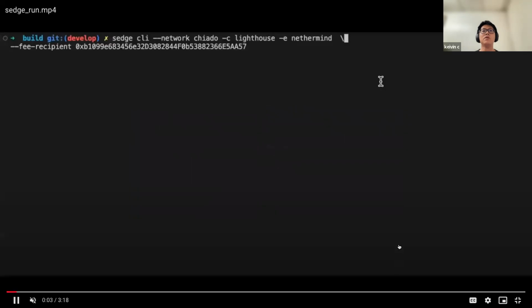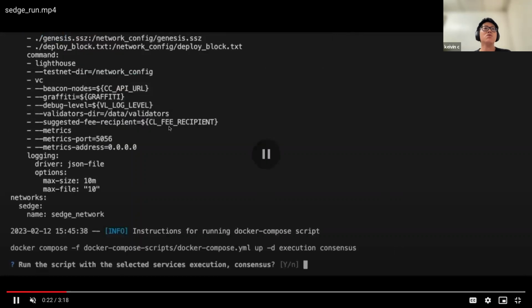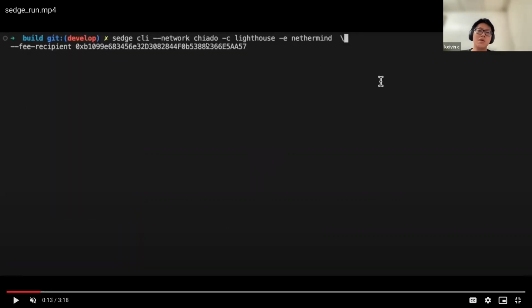Next up, I'll show running the CLI command. Before that, I'll quickly go through some of the flags. What I'm doing now is executing the CLI. I'm specifying my network to be Chiado, which is a testnet, because I don't have enough storage on my laptop. The -c flag basically means that I want my consensus client to be Lighthouse and my execution client to be Nethermind. And the fee recipient will be used in the validator step. If you run the validator node, it's just the address of your wallet.